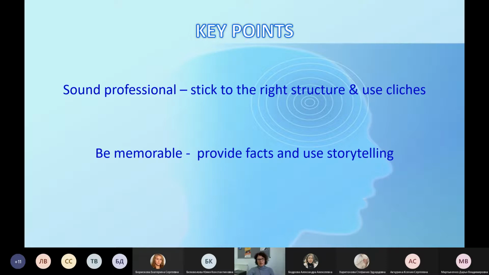You have to provide facts and use storytelling. That is, you have to think in which way you stand out. You have to make the reader remember what you talk about, and you want them to want to have you in their student community. Right? So the presentation, therefore, will be divided into two main parts. We'll be talking about the structure and cliches, and about facts and storytelling.